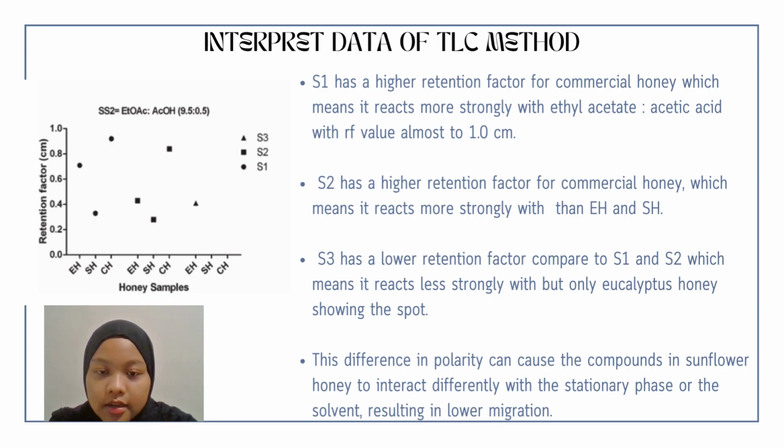So S3 has a lower retention factor compared to S1 and S2, which means it reacts less strongly, but only eucalyptus honey shows the spot. This difference in polarity can cause the compounds in sunflower honey to interact differently with the stationary phase. So overall, it shows that sunflower honey has a higher affinity towards the stationary phase because of the lowest retention factor in centimeters from the graph.